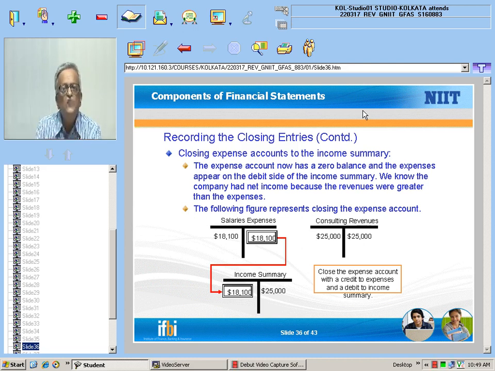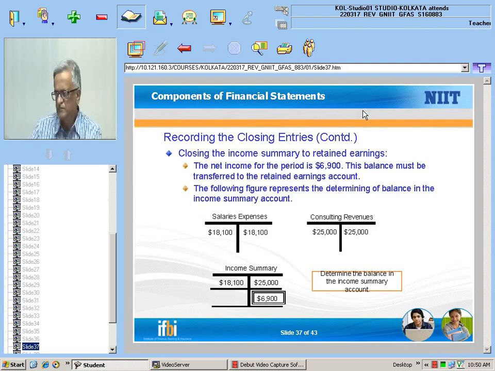So expenditure account becomes 0, and we are left with 2 amounts in the income summary account. One, 18,100 in the debit side. Next, 25,000 in the credit side. Next, the net income for the period is 6900. This balance must be transferred to retained earnings. So whatever profit is there, that is transferred to the retained earnings.